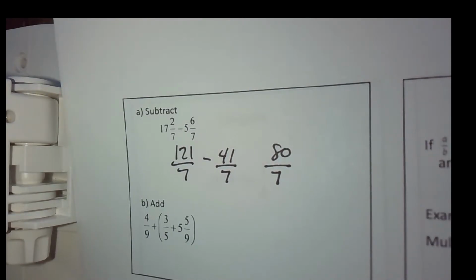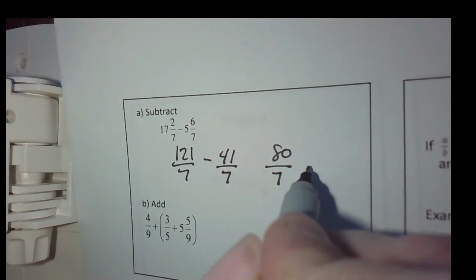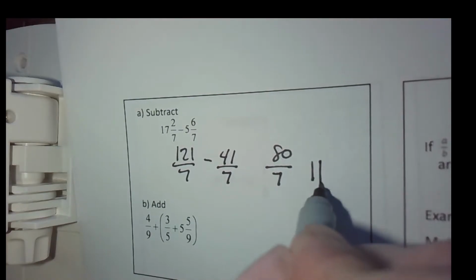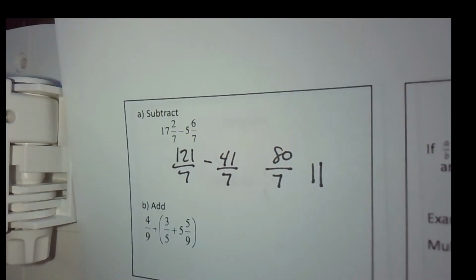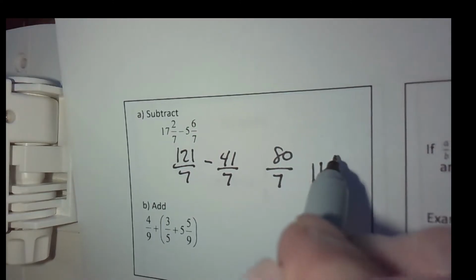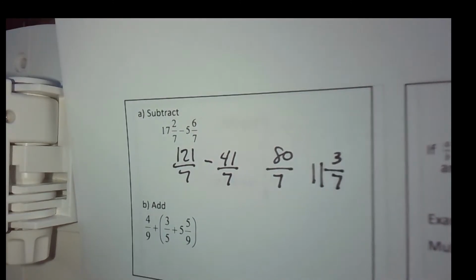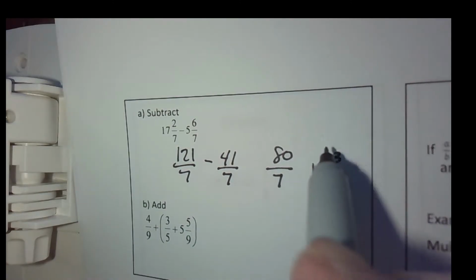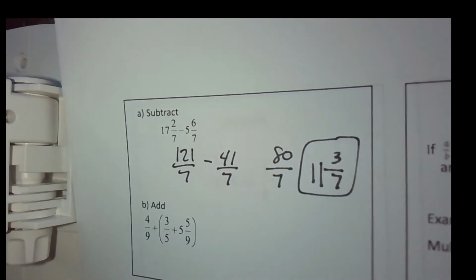Okay, how many times does 7 go into 80? 80 divided by 7 is 11, right? That would be 77. 7 goes into 80 11 times. It would be 77 with 3 left over. So 11 3/7 would be your answer.